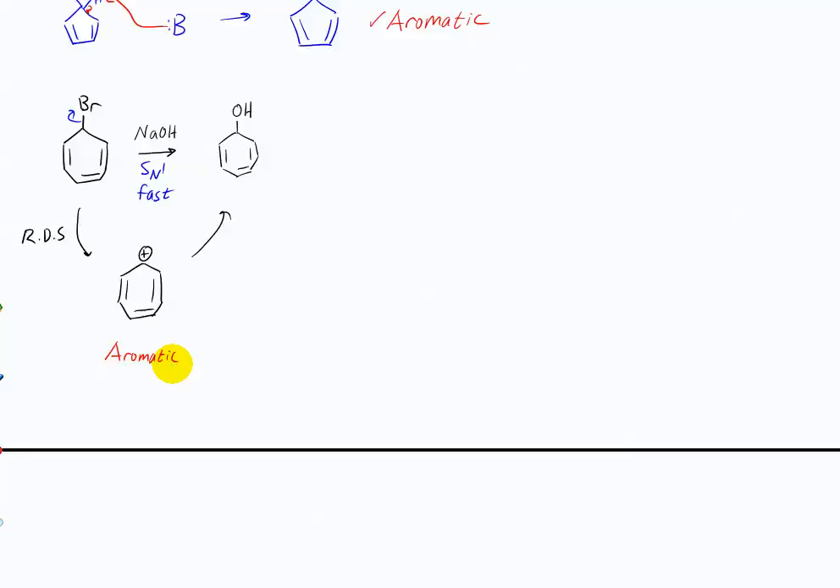So fast, in fact, that this molecule, cycloheptatrienyl bromide, is actually soluble in water, even though it's not really polar at all. But as soon as you get it in water, it dissociates into the carbocation, and the carbocation is exceptionally stable because it's aromatic.